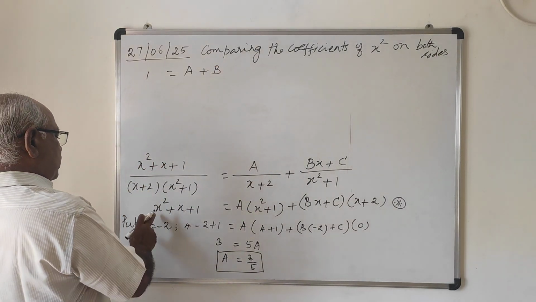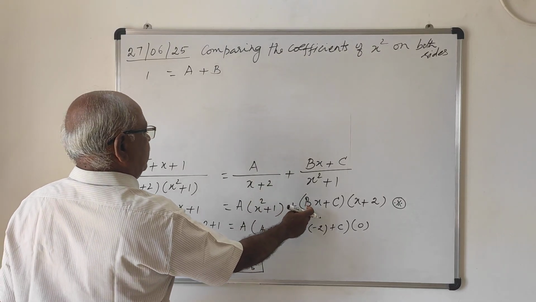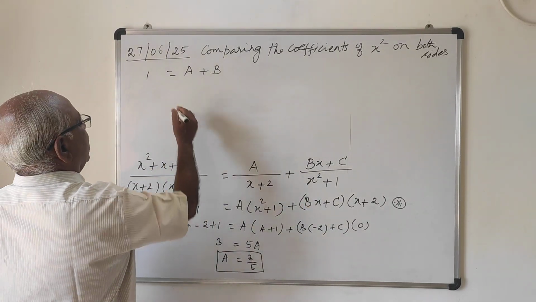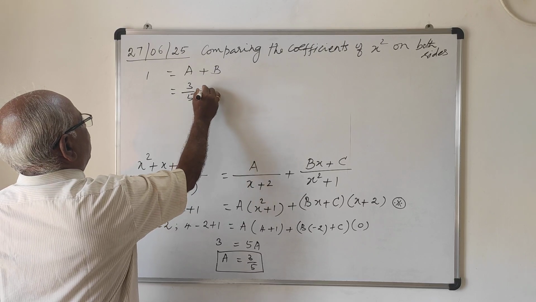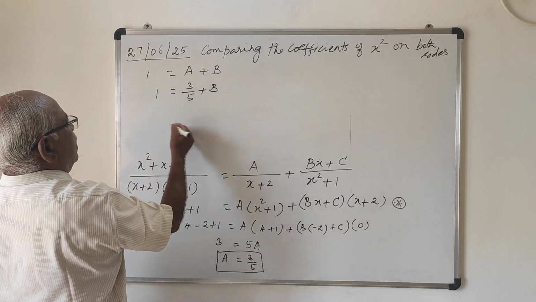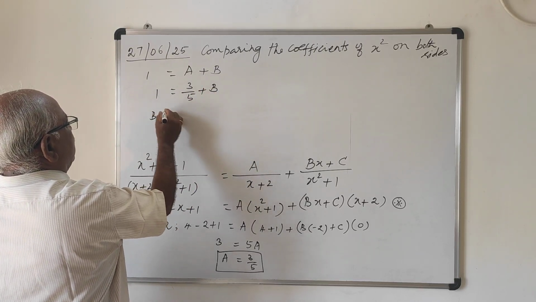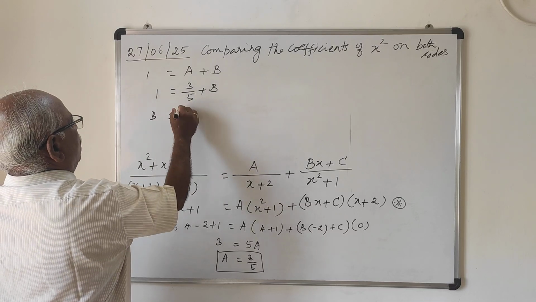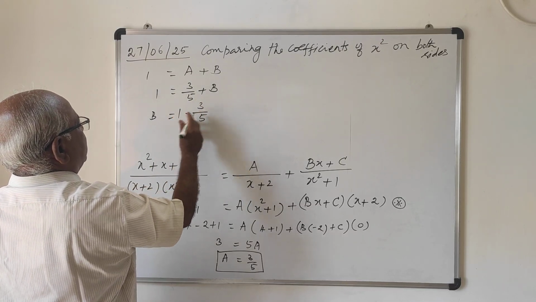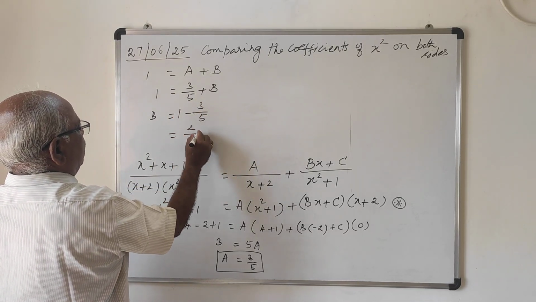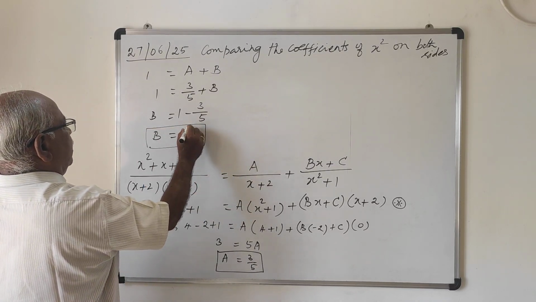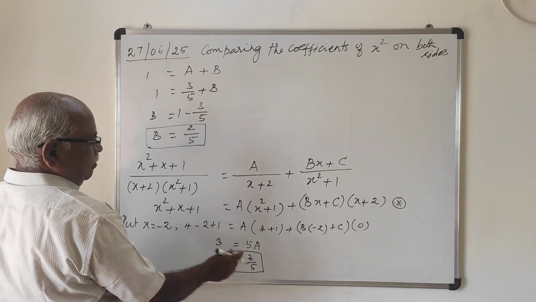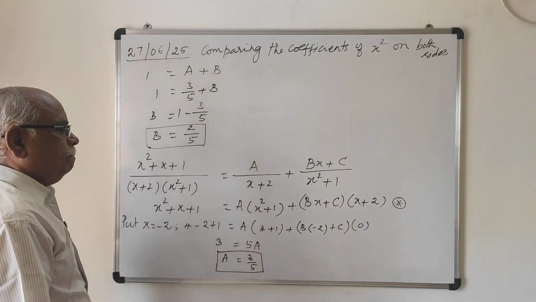Compare the coefficient of x square, it is 1, here a plus b. You know a is 3 by 5. So 3 by 5 plus b equal to 1. You bring this 3 by 5 to the left and say 1 minus 3 by 5, that is 2 by 5. So you get b equal to 2 by 5. You know a is 3 by 5 and b is 2 by 5.